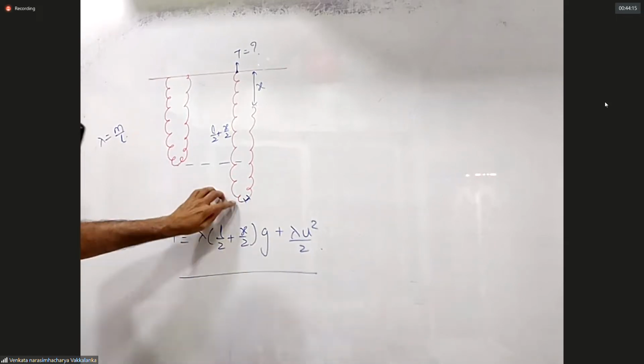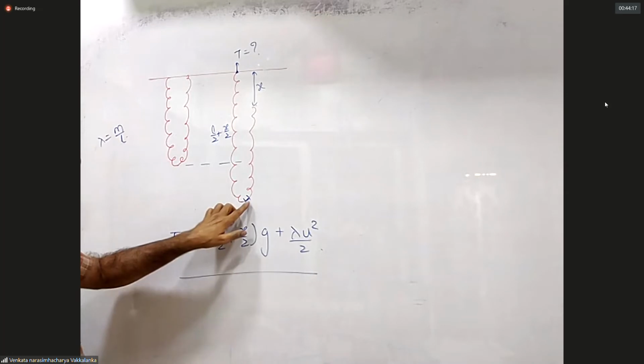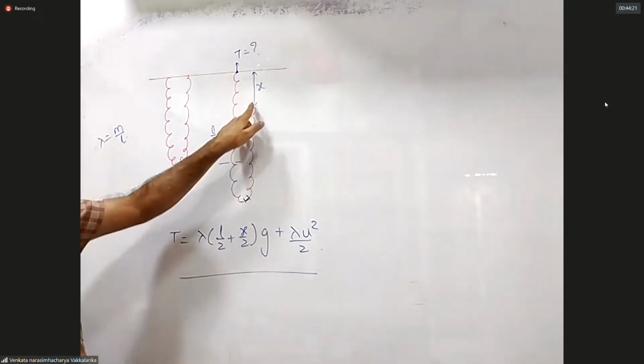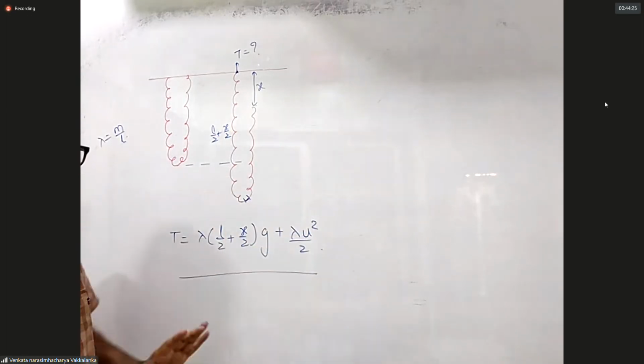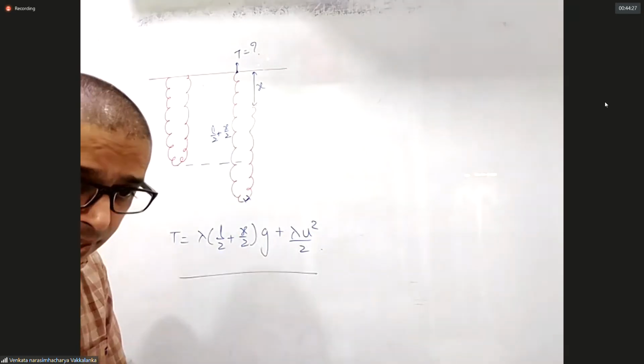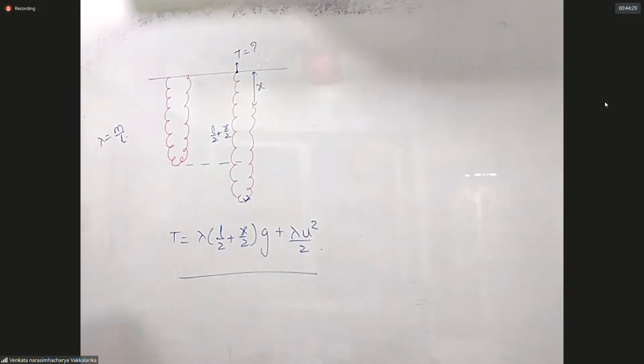And why is there, other than weight, something else, thrust force? Why is there a thrust force? This element is moving with some velocity. It comes to the other side, immediately it comes to rest. Change in momentum exists. Hence, there is a thrust force, Ft.